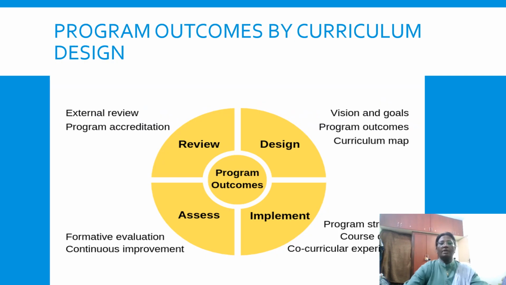Program Outcome by Curriculum Design. You know very well about the curriculum and other things. Now you see the program outcome. You know the curriculum very well. In the curriculum we frame a lot of things. What all outcomes will come? Also Bloom's taxonomy. You know very well about Bloom's taxonomy, and according to Bloom's taxonomy, you taught several things.